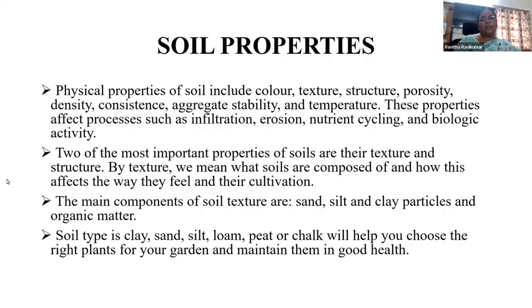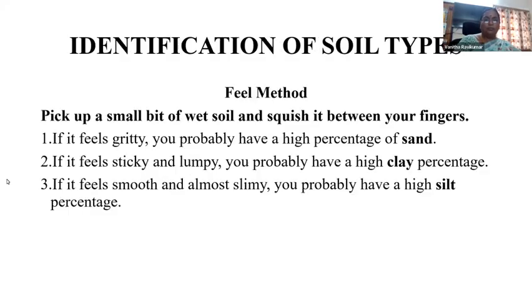The texture is mainly defined by different types: sand, silt, and clay particles, and organic matter. The texture is determined by the field method. This is done by every farmer as the easiest method.